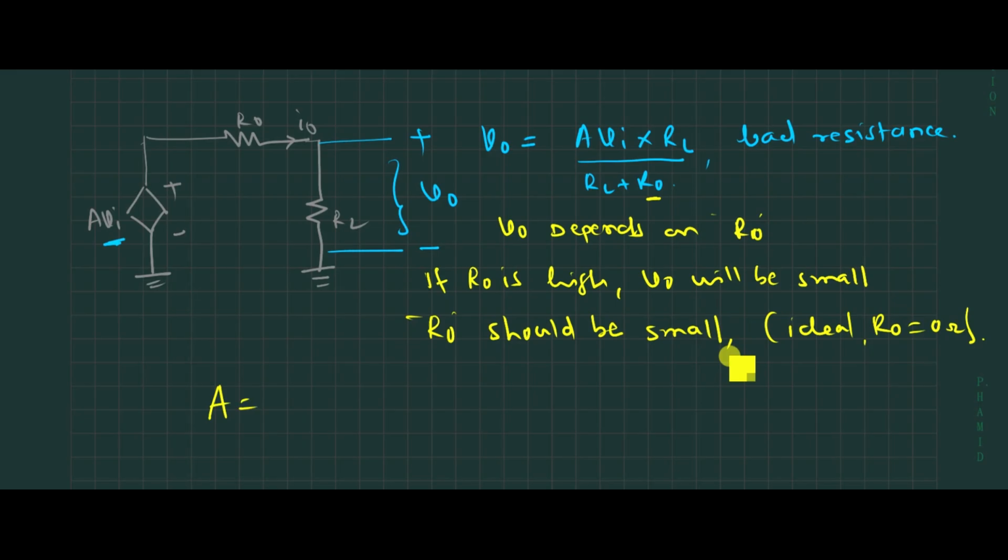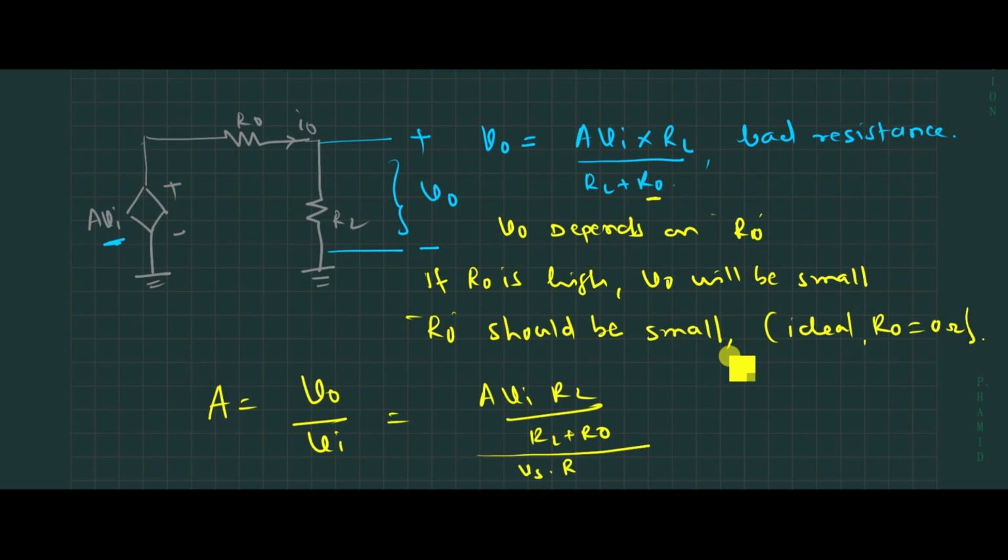What is the V0 we have? We have A Vi into RL divided by RL plus R0. Okay. And what is Vi? Vi is Vs into Ri divided by Ri plus Rs. So this is the equation of gain. We can simplify it and we can see the effect of resistors, which we have already discussed. Okay. Let us move on to the next topic.